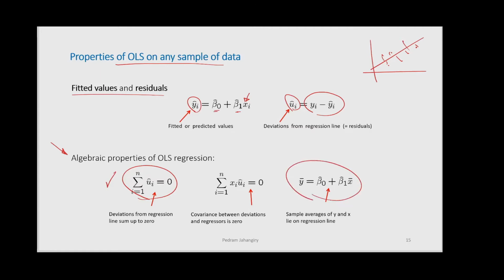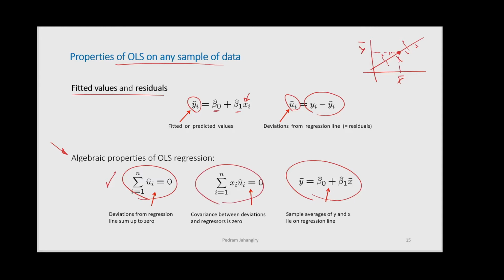So we already talked about this one as well. Sample averages of y and x always lie on the regression line. So this is also not surprising. If I have x bar, if I have y bar, it will always be on the line. And finally, what is the third property?